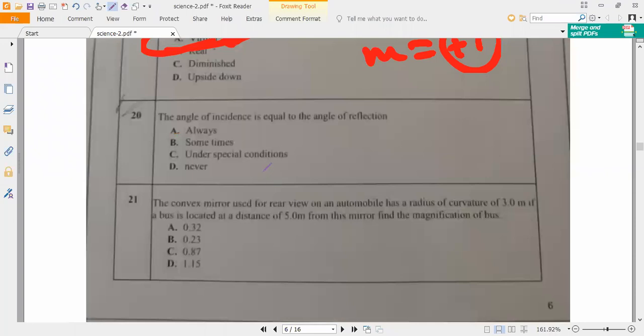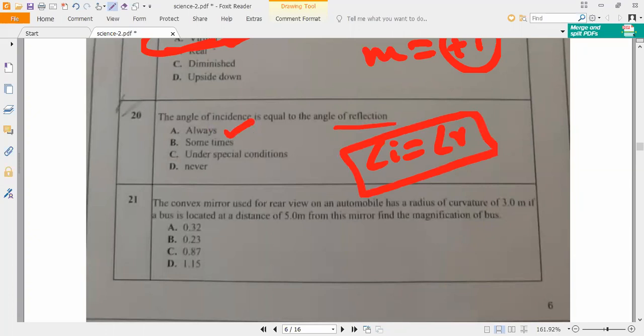Next. The angle of incidence is always equal to the angle of reflection. That is what we call the law of reflection. Is it yes or no? The second law of reflection. So always both are equal.